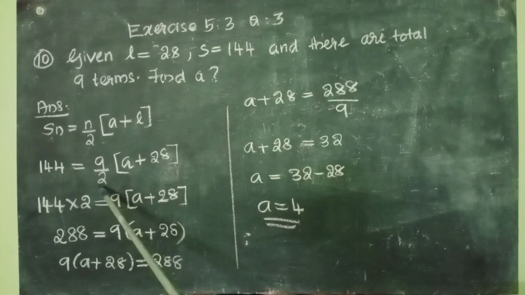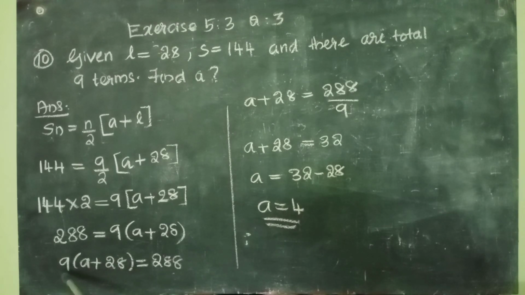This divided by 2 is taken to left side. So we get 288 equal to 9 into a plus 28. Here if you want you can remove the bracket, I here just changed the sides. 9 into a plus 28 equal to 288.